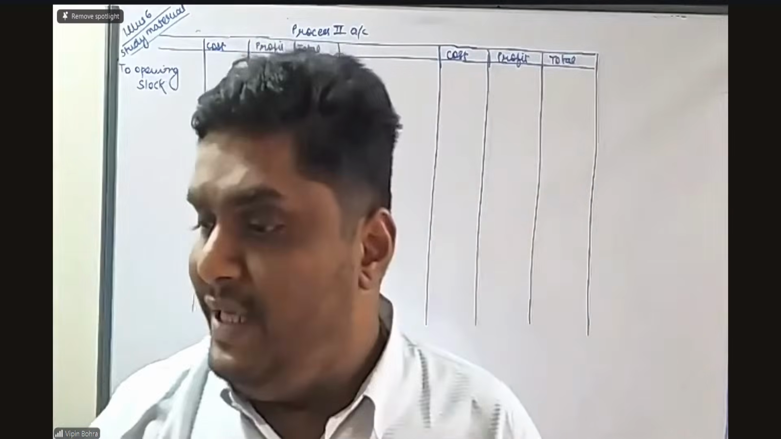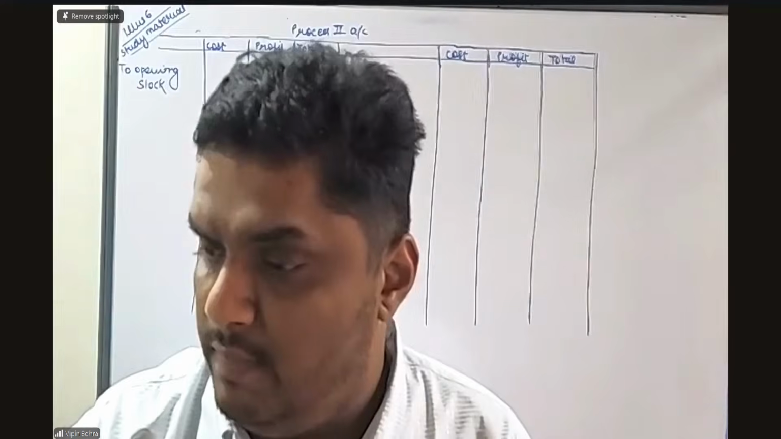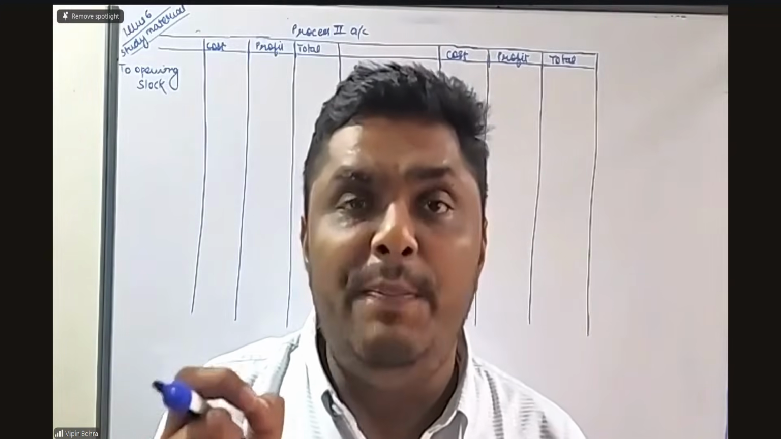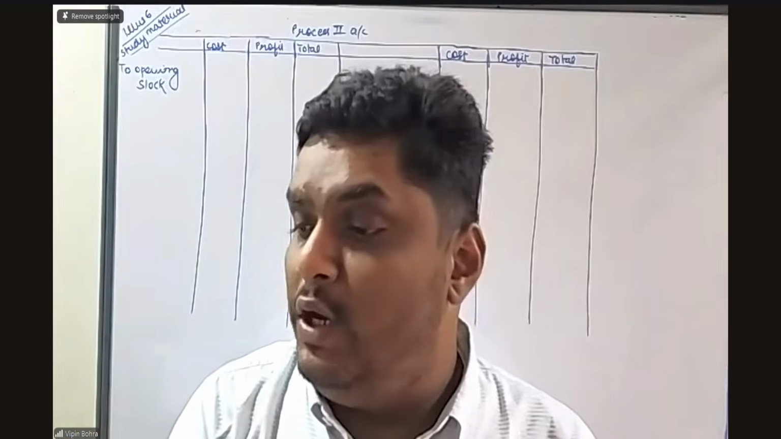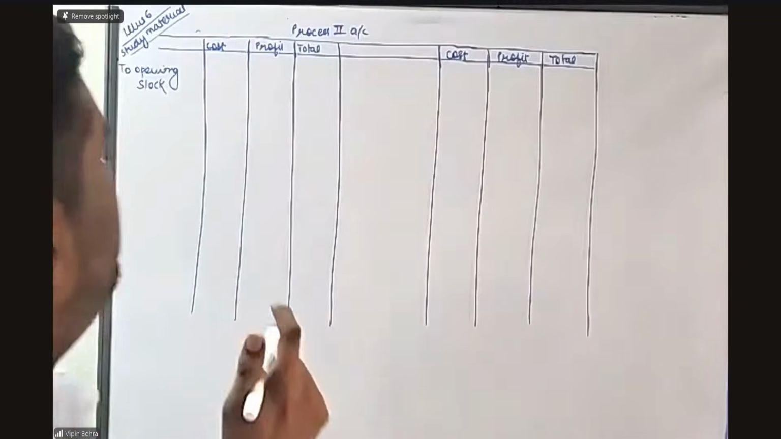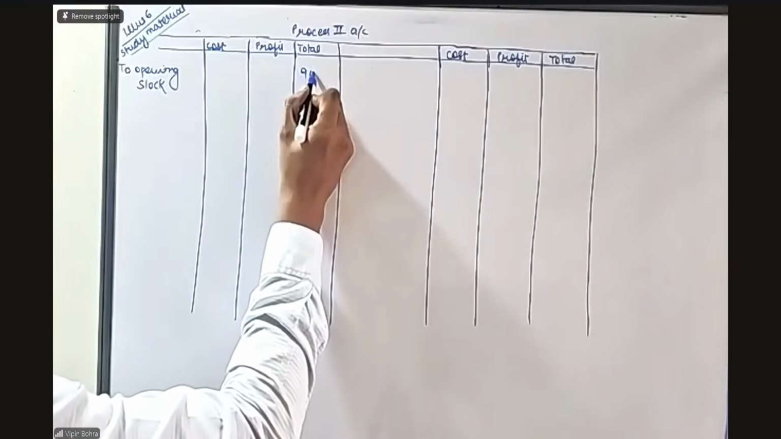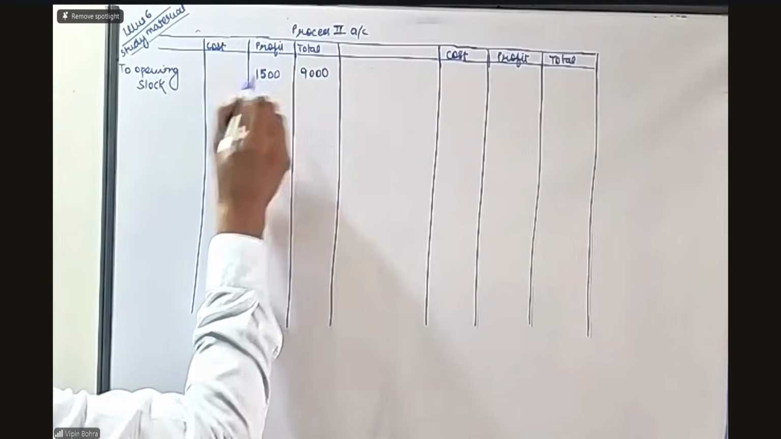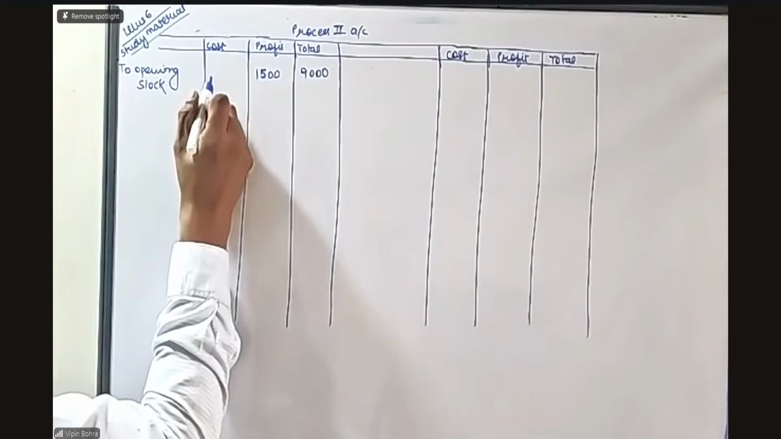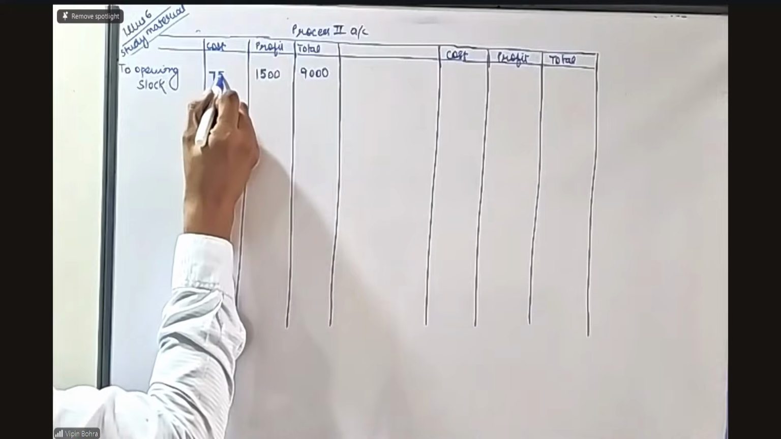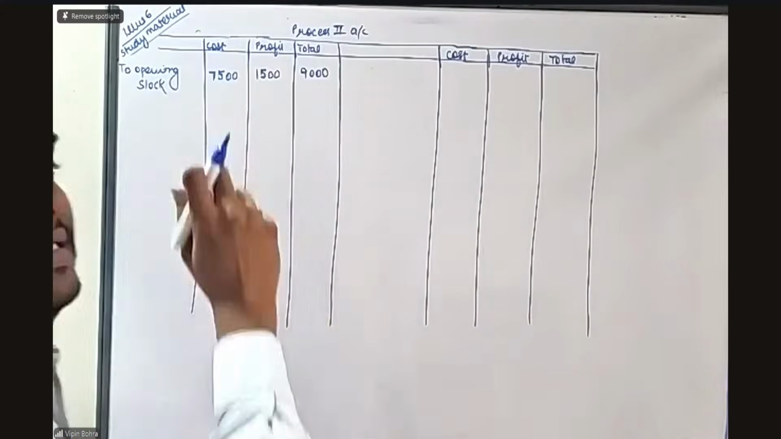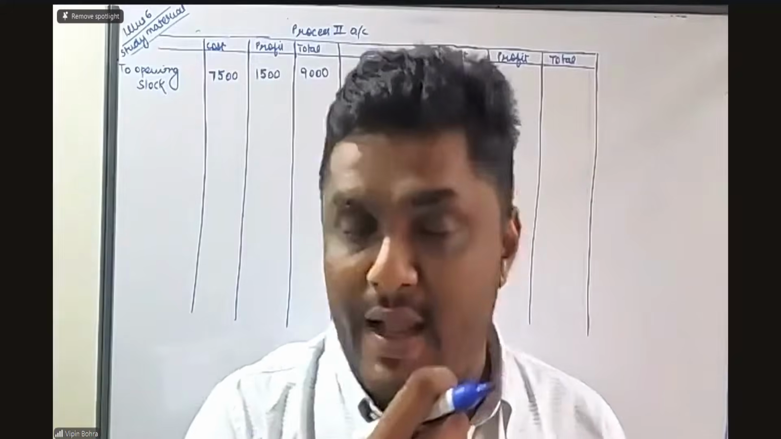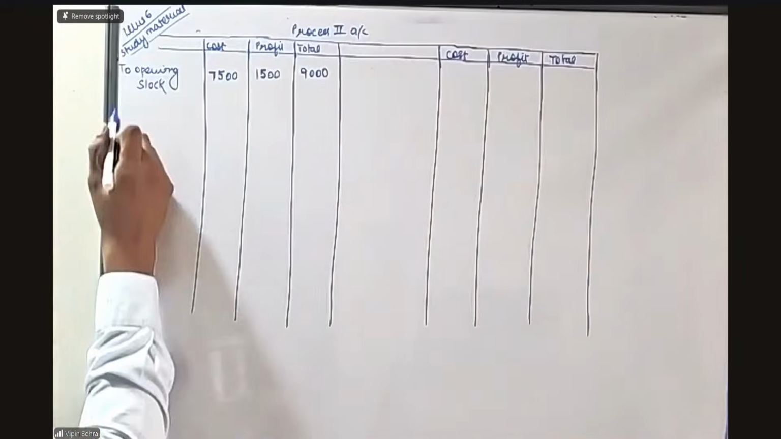Now see, opening stock is given in the question. That is 9,000. And see, inter-process profit included in opening stock is 1,500. My opening stock is 9,000. Inter-process profit included in opening stock is 1,500. So my cost will be how much? 7,500. This is the cost to the company.